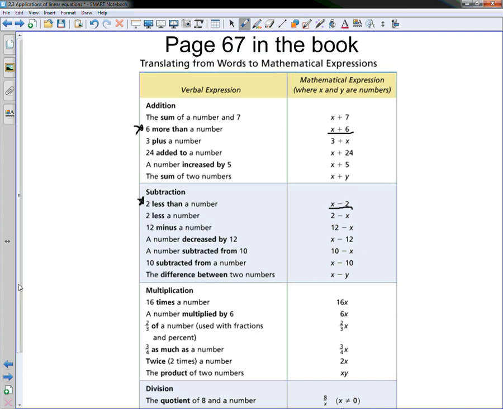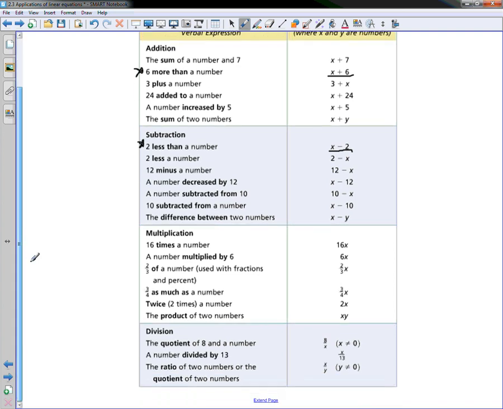With multiplication, usually we do pretty good setting up these multiplications. Identifying the word "of" is a big one that you're going to see a lot, so you want to work with that. With division, same concept. The quotient, and then it tells us the order. So the 8 is going to be our numerator, and the variable is the denominator.